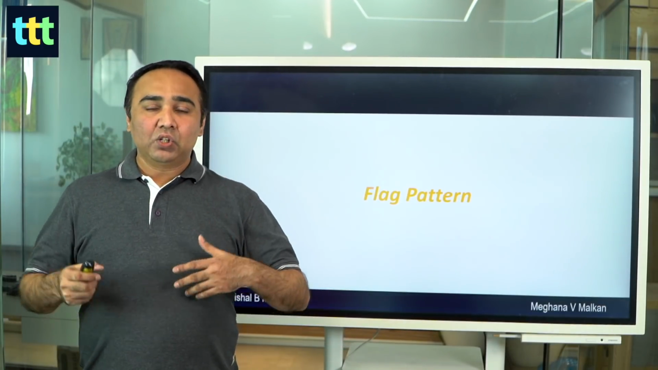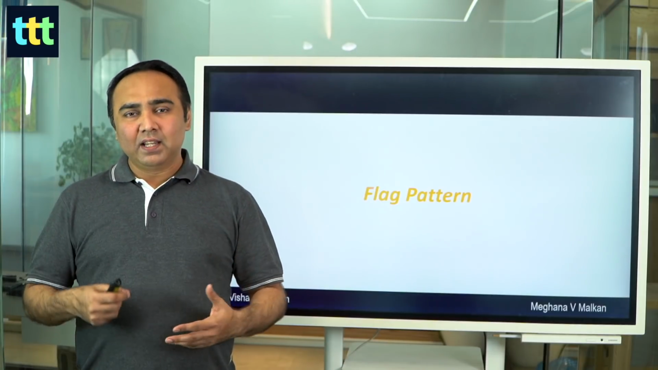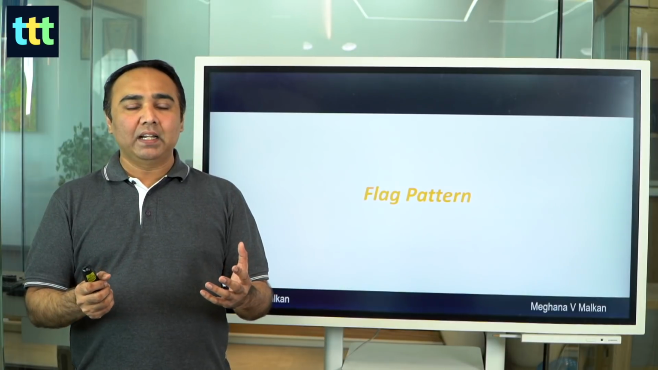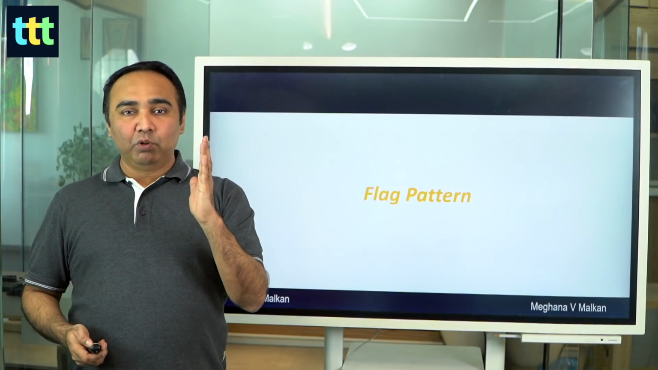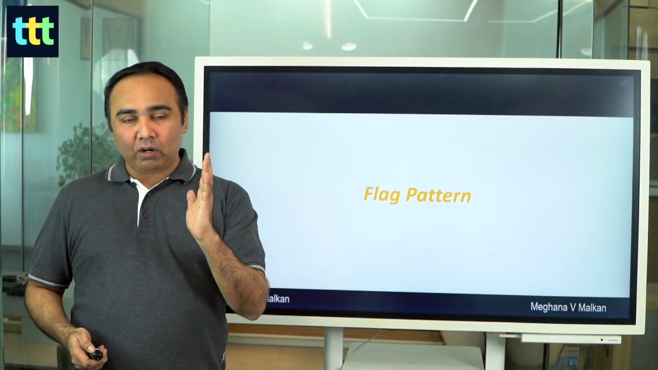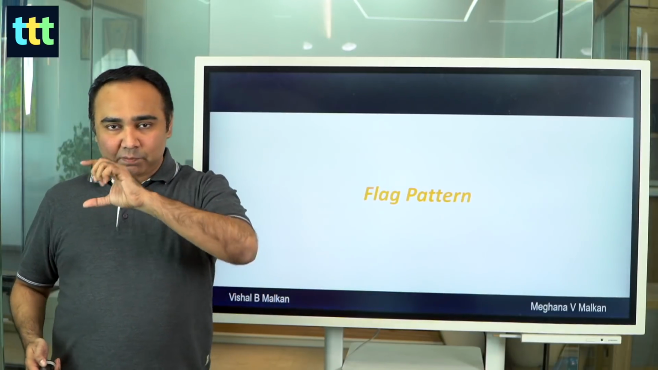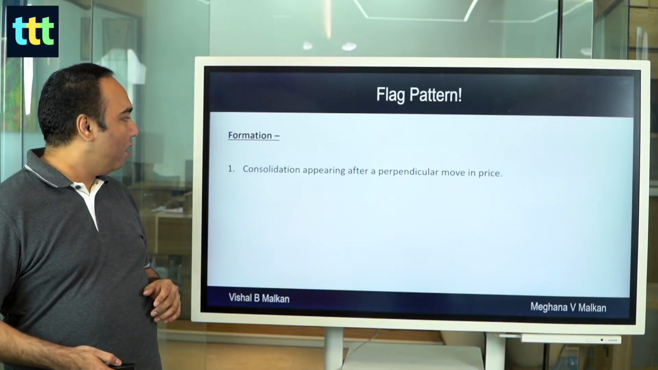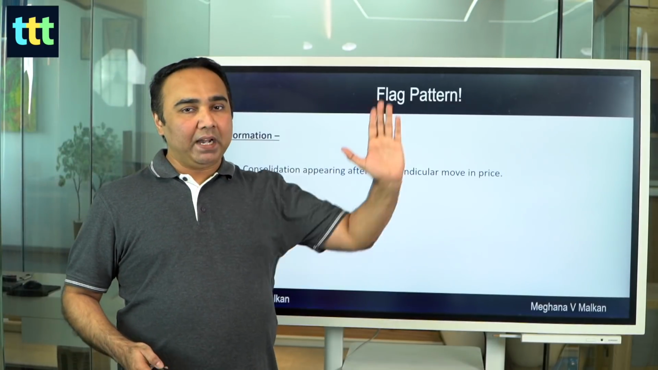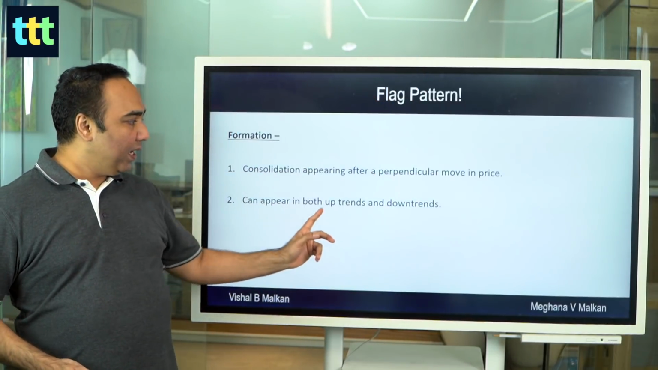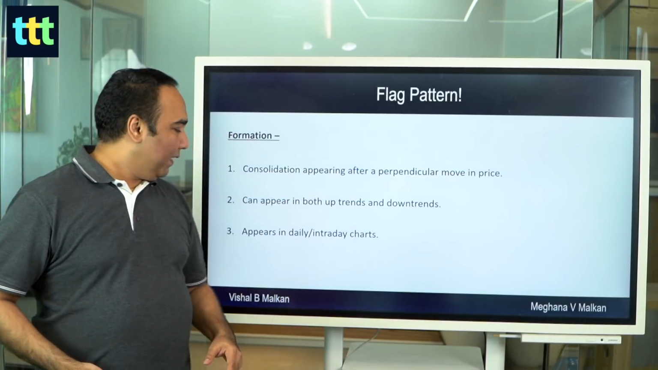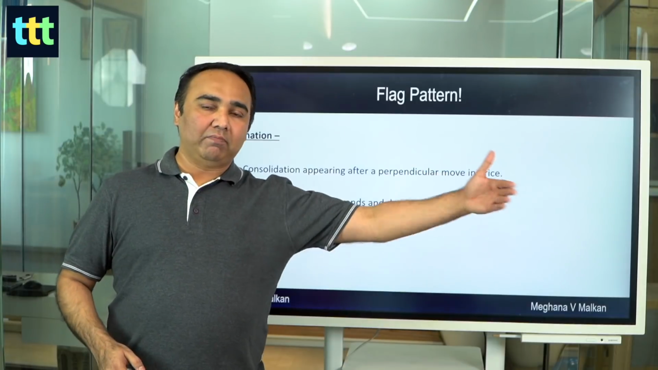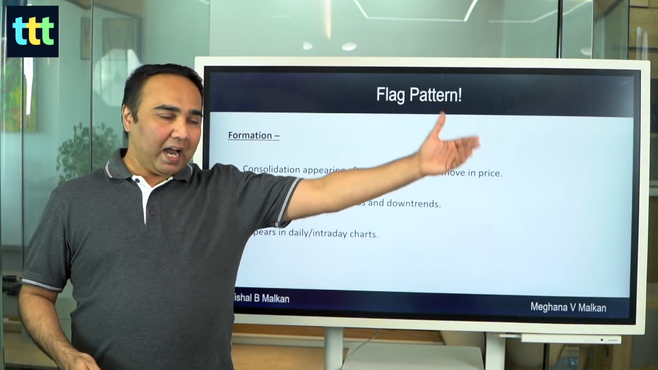It's like a flag. It is specific to stocks, and specific to daily and intraday charts. When there is news coming up in the market, immediately there is a perpendicular move in that particular stock, and then it goes sideways for some time, which makes the flag, and then it again makes a pole. It's a perpendicular move in price, can appear in uptrends and downtrends both, and appears on daily and intraday charts only. As I said, it cannot be on weeks or months, the higher time frames.